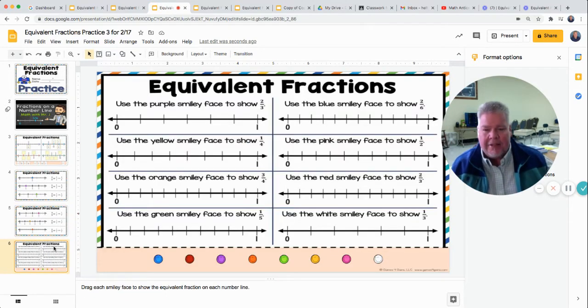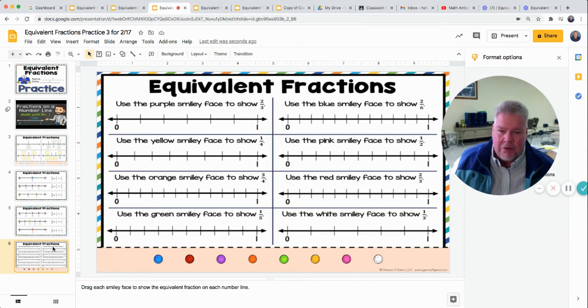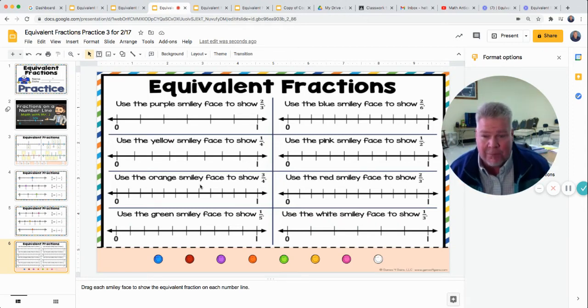Okay, now this last slide is a bonus. I'm going to give you one extra bonus point for each one of these you can get right. They don't count against you. Here's the reason I'm going to do that, because it's hard. Use the purple smiley face to show 2/3. Okay, 1/3, 2/3, third. No, it's not split into thirds. It's split into 1, 2, 3, 4, 5, 6. So I have to know how many sixths 2/3 is equal to.